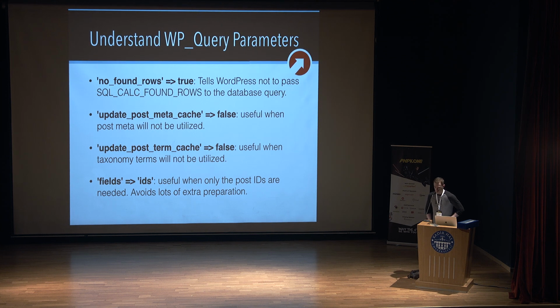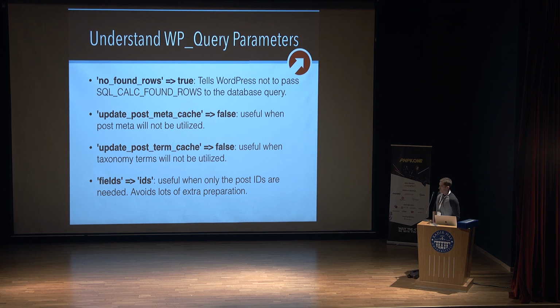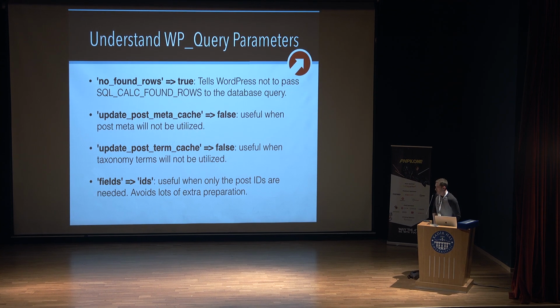So WP_Query, for those that don't know, the WP_Query class is basically the WordPress API for querying custom post types. So it is very, very highly used. There are a ton of different parameters that you can pass to WP_Query, and most people don't know what a lot of those parameters do. Some of those parameters are very important for performance.